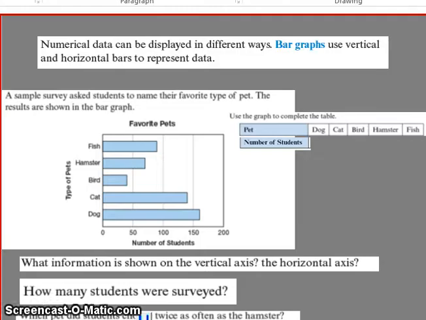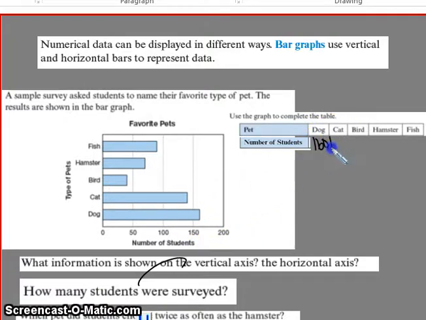So we'll start with dog because it's the first in our table. If we look at dog on our bar graph, the bar goes to about right here. Now it's close to 150, but not exactly, and it's between 150 and 200. So I'm going to estimate about how many people have this favorite type of pet. It's not quite halfway, so it's not 175. I would estimate it to be at about 160. So about 160 students said that that was their favorite type of pet.